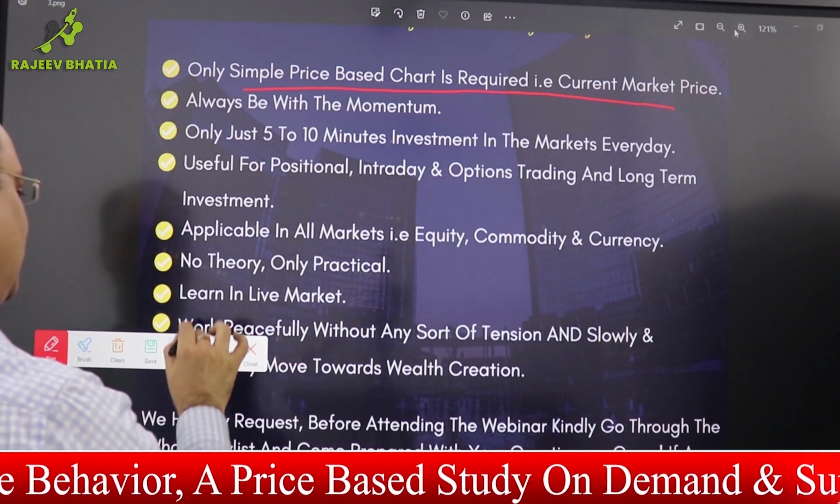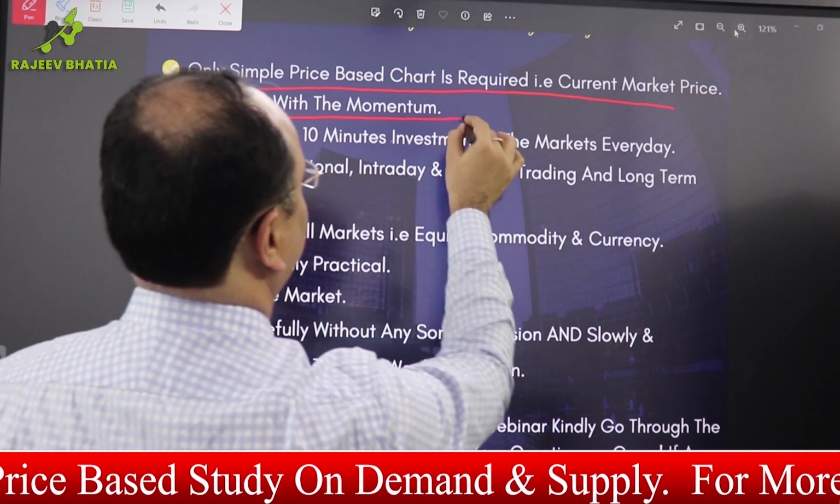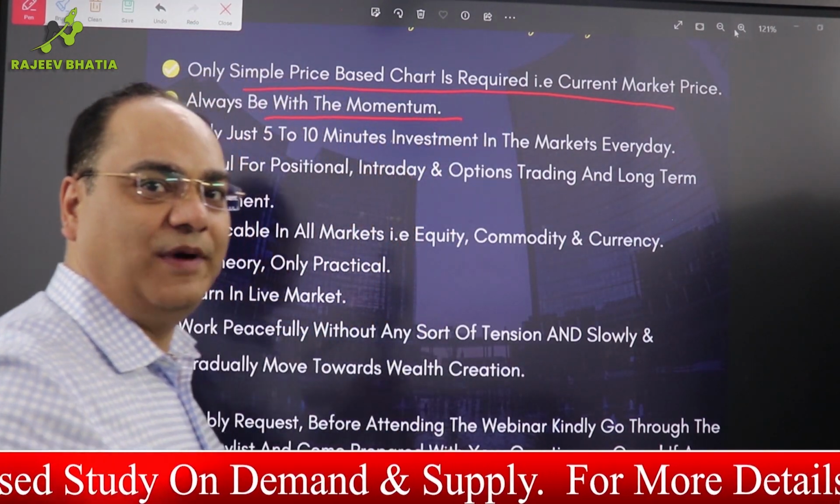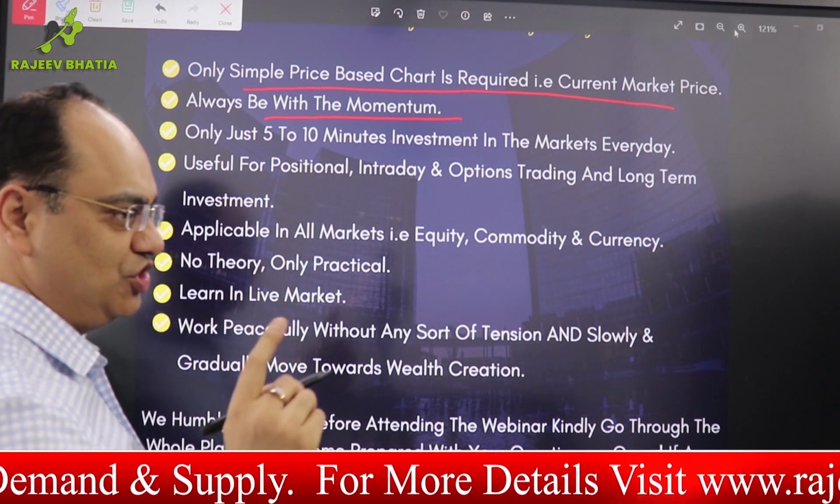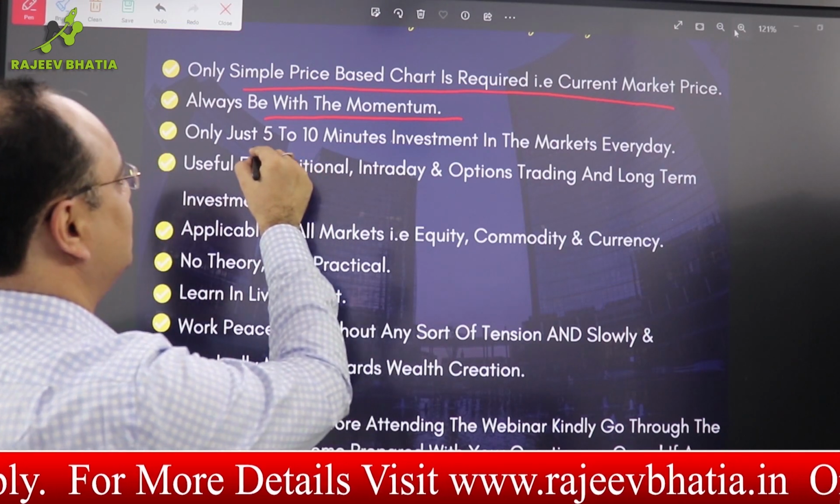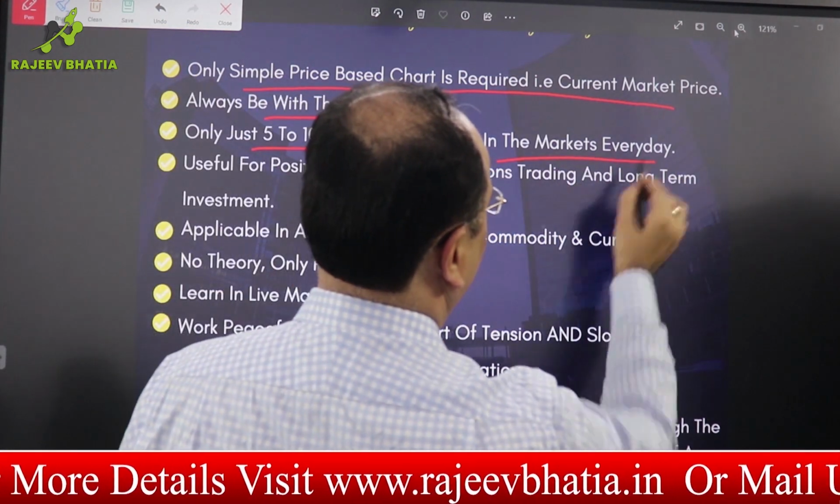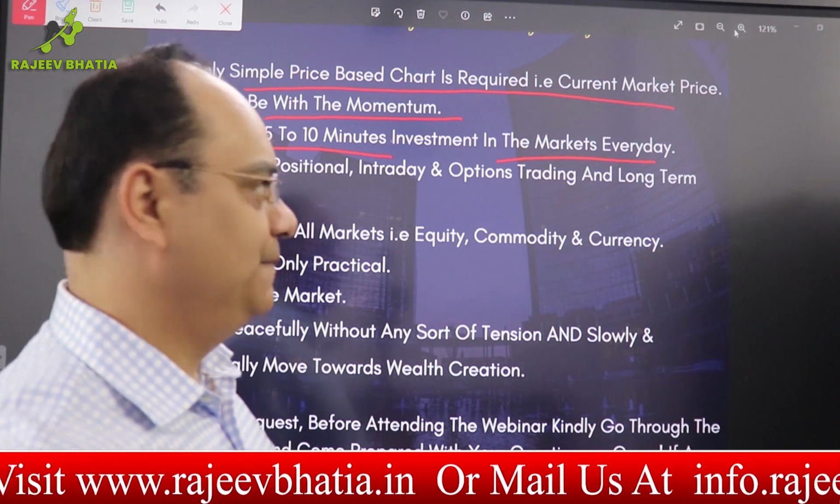When you follow the simple price-based chart, we will come to know what is happening in the price, and when we follow the price, we will always be with the momentum. We will always walk along with the price and make money. Whether we are doing positional trading or investment, we have to give a maximum of 5 to 10 minutes in the whole day. But in the live market, why and how, we will discuss all that in the course.